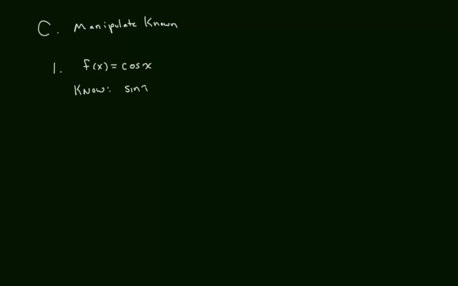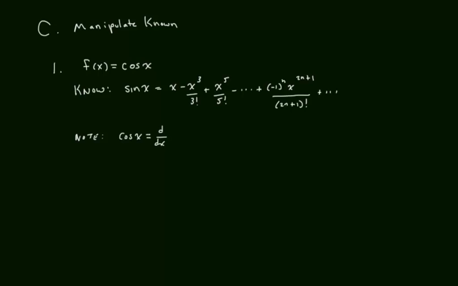I know that the sine of x is equal to x minus x cubed over 3 factorial plus x to the 5th over 5 factorial minus plus negative 1 to the n x to the 2n plus 1 all over 2n plus 1 factorial plus. I know that that is true. I also know that that has an interval of convergence of all real numbers. Next, I want to note that the cosine of x is equal to the derivative with respect to x of the sine of x.